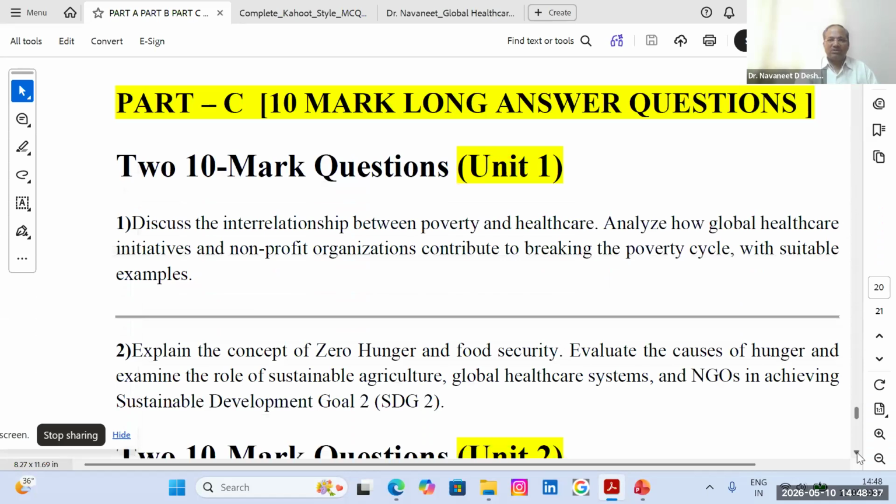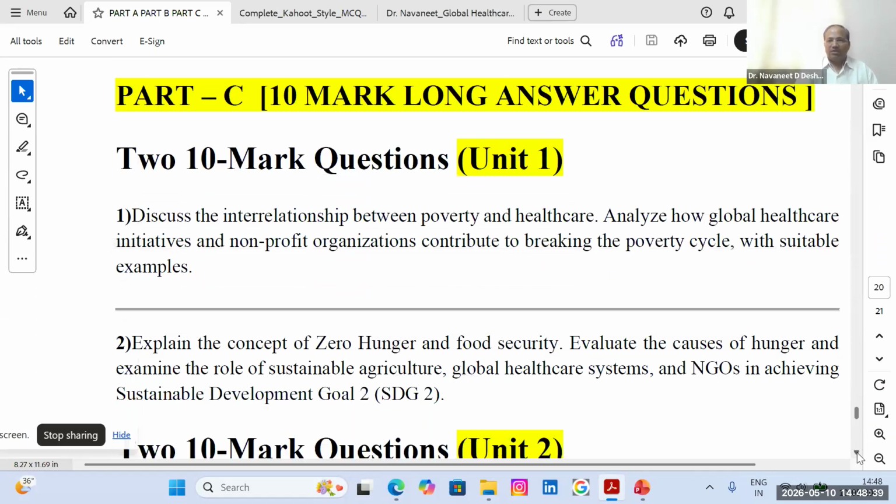Some of the 10 marks questions are taken from Unit 1. The first one being, discuss the interrelationship between poverty and healthcare, analyze how global healthcare initiatives and non-profit organizations contribute to breaking the poverty cycle with suitable examples. You're required to answer in 10 marks.